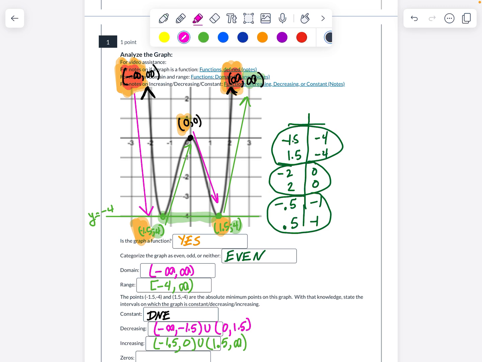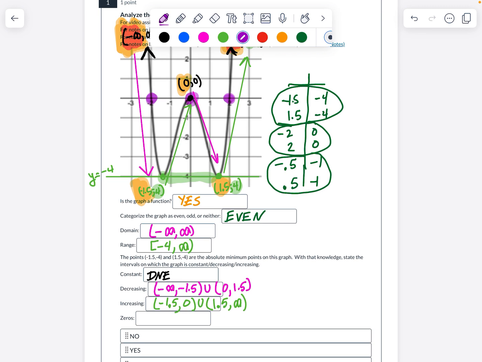And then for zeros, we want to see where it crosses the x-axis. It hits the x-axis here. Oh, my answer key is going to be wrong. I left one out. And here, and here. So those are the three places where it hits the x-axis. So it has 3 zeros, at negative 2, at 0, and at 2. And I need to go fix my answer key because I left the 0 out.